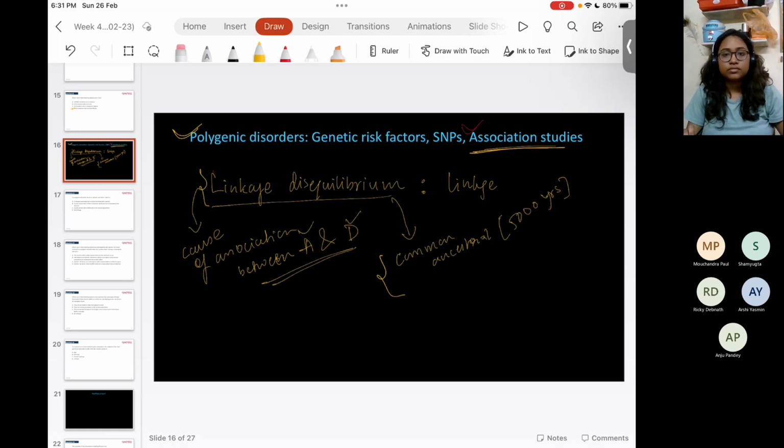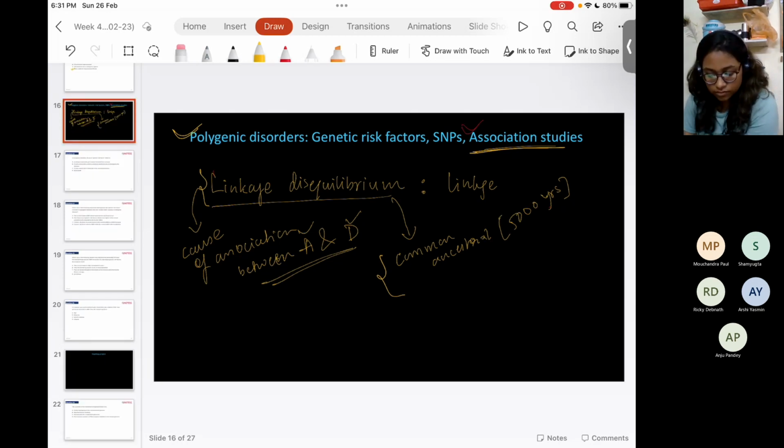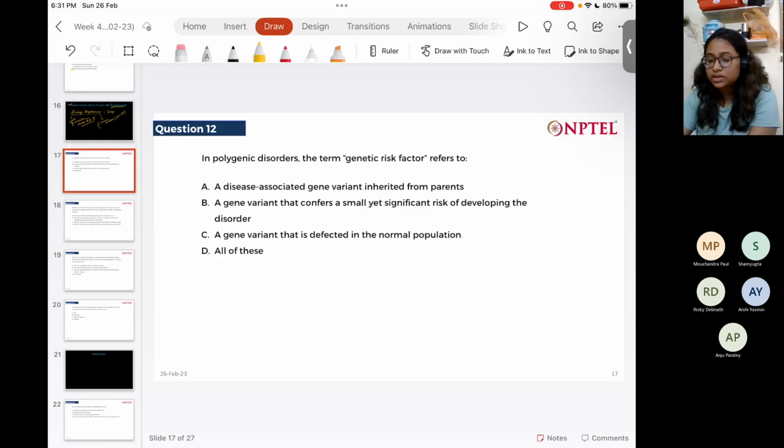So till now, are the concepts clear, or are we having any doubt? Is it clear? Okay, I'm assuming that it's clear.